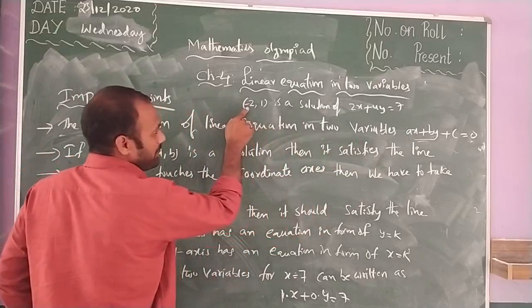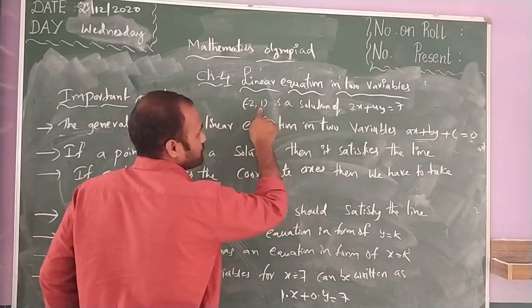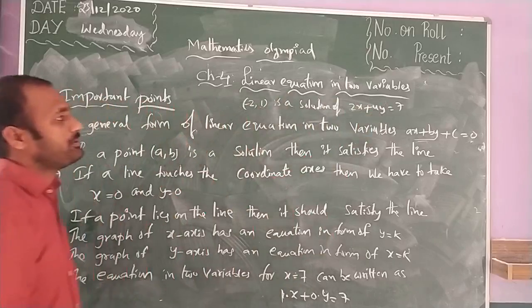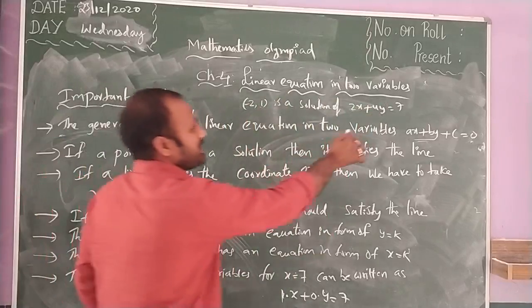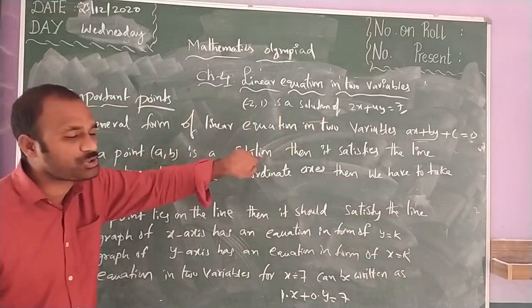It means that in place of x we can substitute -2, and in place of y we will substitute 1. Then we have to get the answer as 7. Definitely we will get the answer as 7. Why? Because it says clearly that it is the solution.